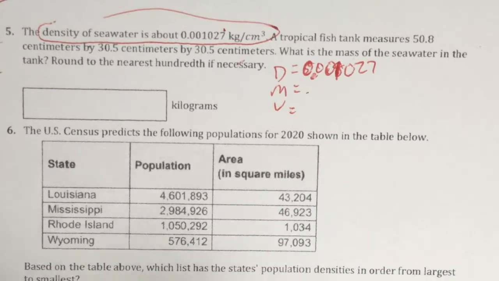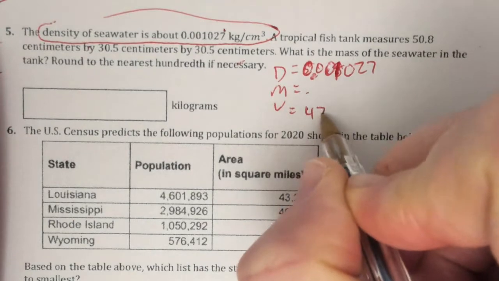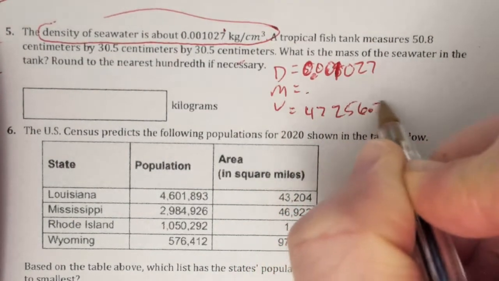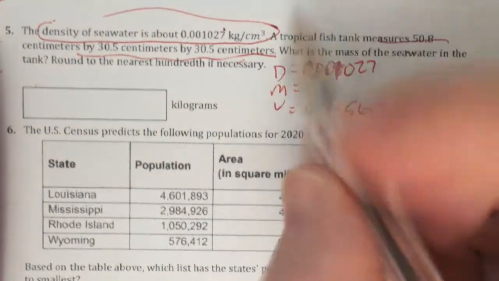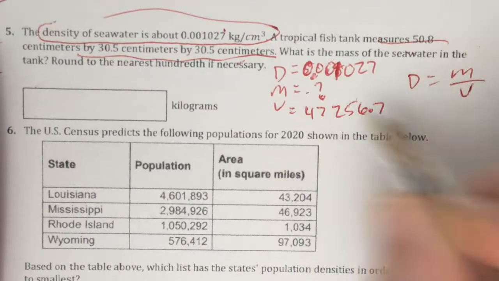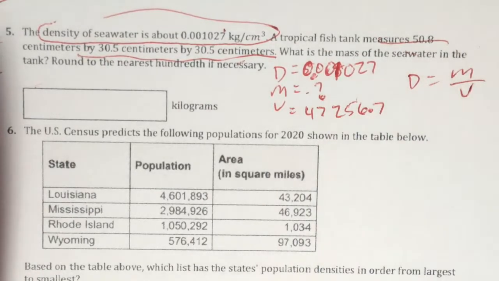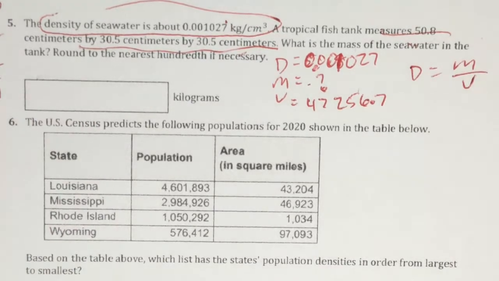50.8 times 30.5 times 30.5. And I get this number, 47256.7. So all I did was take the length, the width, the height, and multiply all those together. And then what's the mass? So all I have to do is D equals M over V. Plug that in, solve for the mass, and you should be good to go. All right. And you just keep rinsing and repeating on this, right?